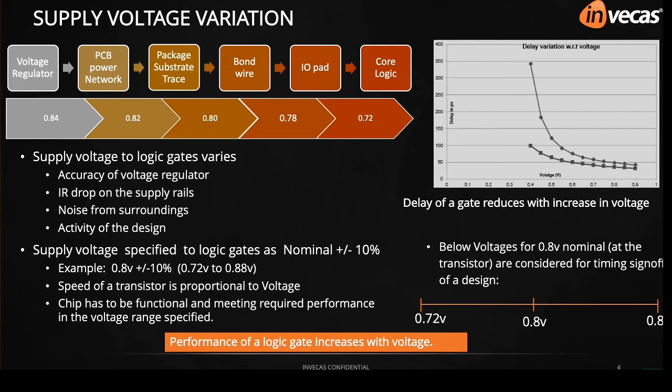The major reasons for voltage variations are: the first one, accuracy of the voltage regulator itself. That means it might not provide the exactly expected supply voltage, but it is plus or minus a certain percentage of the required supply voltage. This means at the source of the voltage supply itself, the variation is getting introduced.